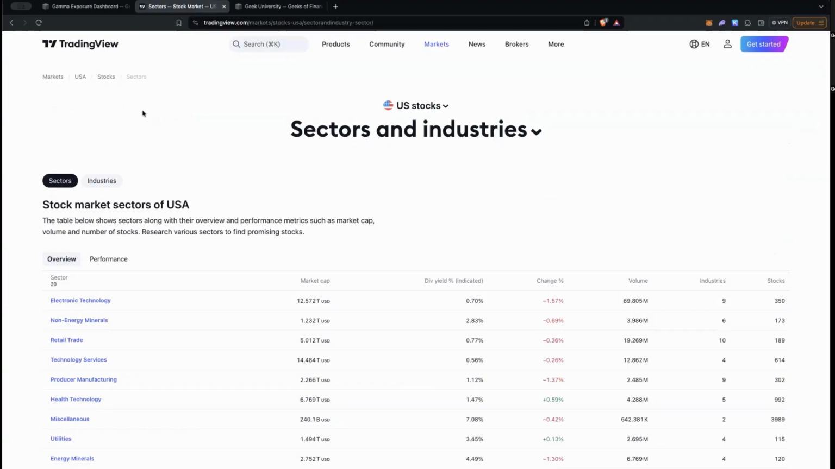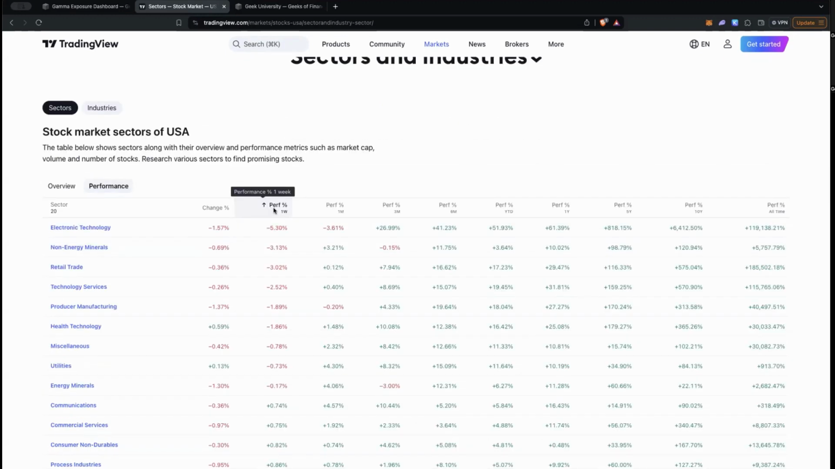So given that basic analysis, we're going to break down how we find these trade ideas, how we determine where we want to go long and where we want to go short. How can we take advantage of the market and make the most money? So the first thing we like to do is a sector analysis. I'm here on TradingView's website in the sectors and industries section. We've sorted the performance by ascending.